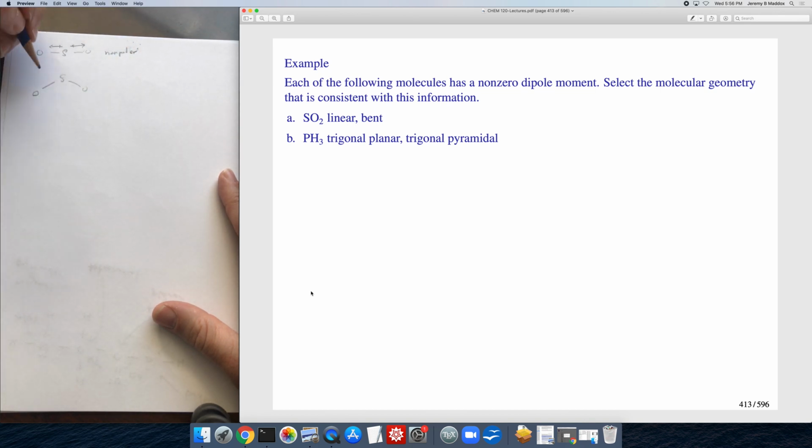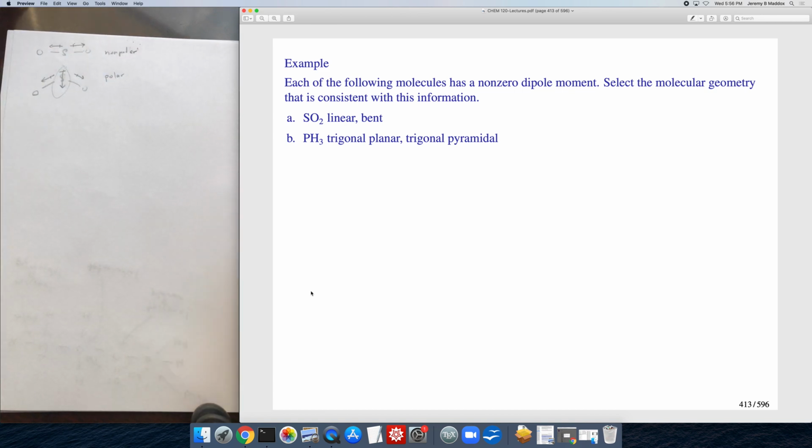Whereas in this case, when you add these two bond dipoles together, they're going to reinforce each other in that direction. Okay, and so there's going to be a net dipole moment. So this one is going to be a polar molecule.